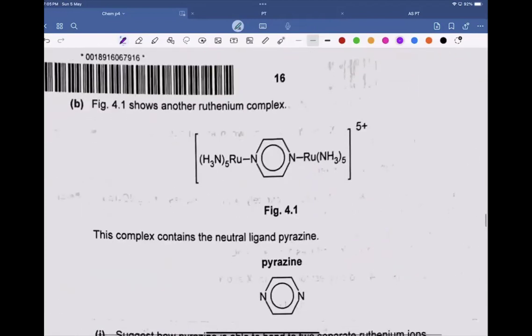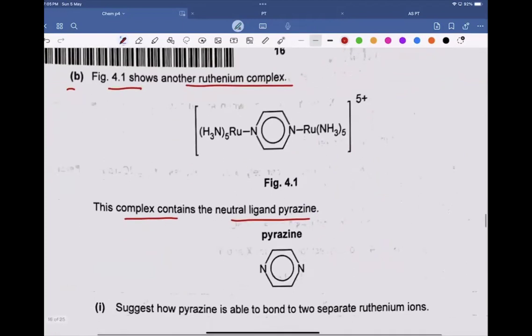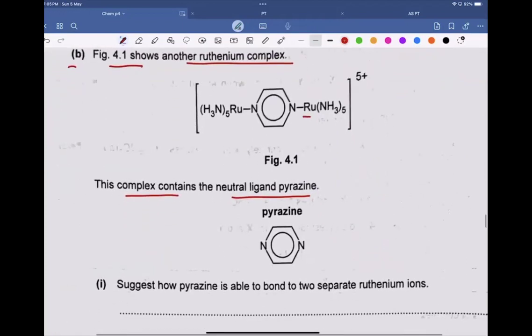Okay. Now part B. Figure 4.1 shows another ruthenium complex. This complex contains a neutral ligand, pyrazine. So here there is one ruthenium and here there is another ruthenium. Explain how pyrazine is able to bond to 2 separate ruthenium ions. If you see, it's due to the dative bond only, because a ligand always forms a dative bond, right? And a dative bond is formed because it has a lone pair of electrons.